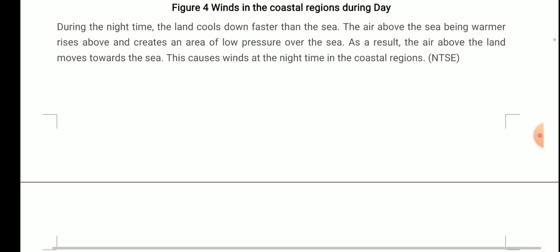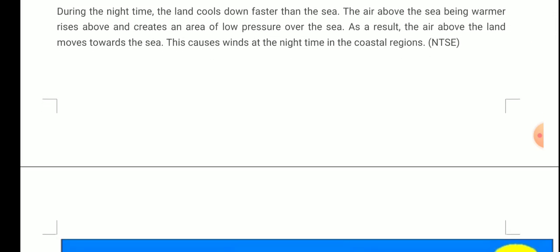Then we discussed the second one, during the night time. What happens during the night time? The land cools down faster than the sea. The air above the sea, being warmer, rises and creates an area of low pressure, the opposite of the daytime. As a result, air above the land moves towards the sea. This is known as land breeze, and this occurs at night. Very important: the sea breeze we discussed just now was in the daytime, and the land breeze occurs during night time.